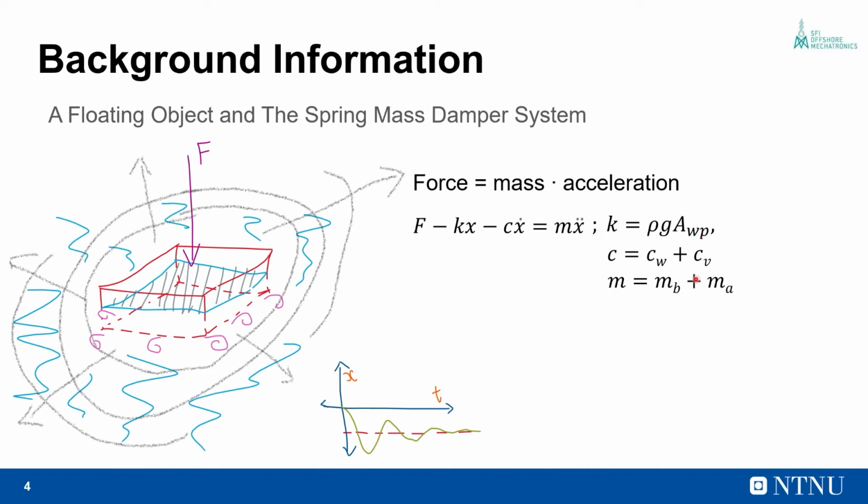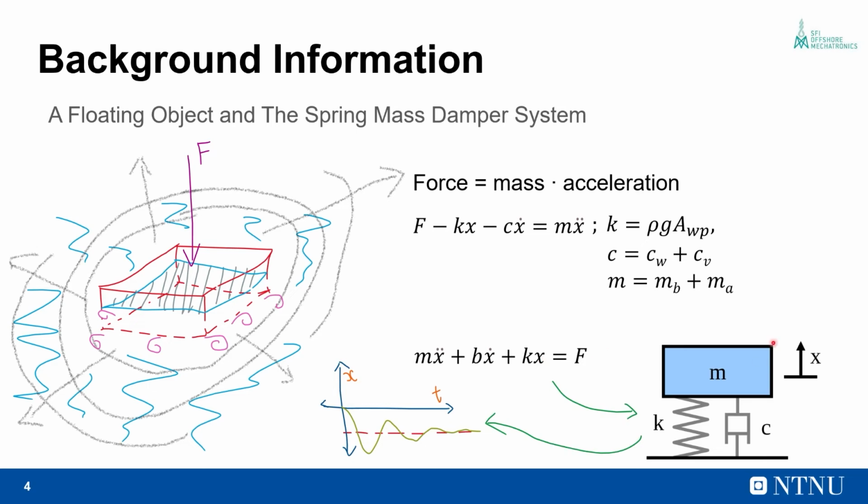And the mass in this case has two components: the mass of the body plus the added mass, which you can at this point understand to be the mass of water that is accelerated by the body. And so rearranging the terms, we come to an equation of the form, which I'm sure students of the higher semesters will immediately identify to be associated with a single degree of freedom spring mass damper system, which has a response similar to the one shown in the graph.